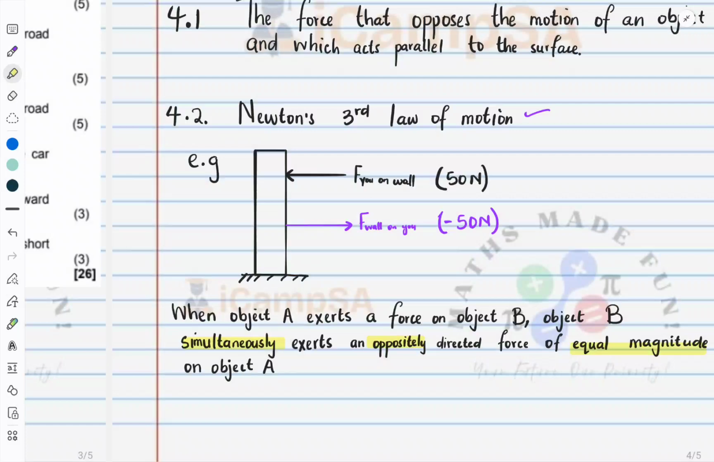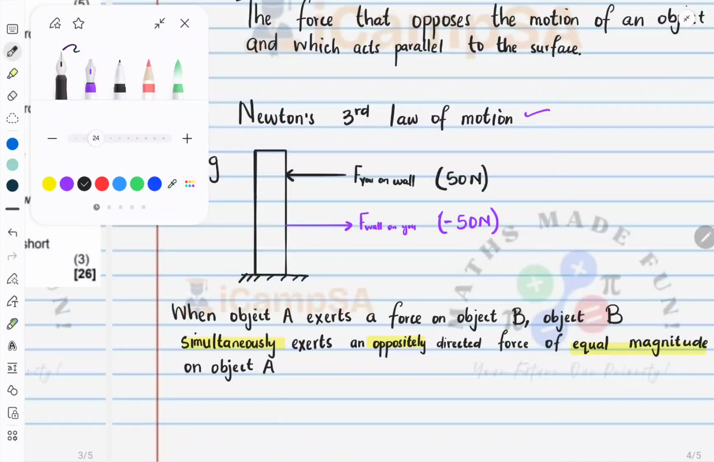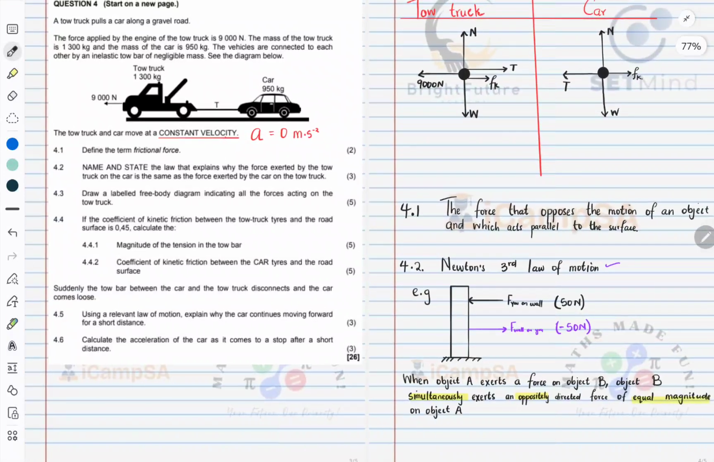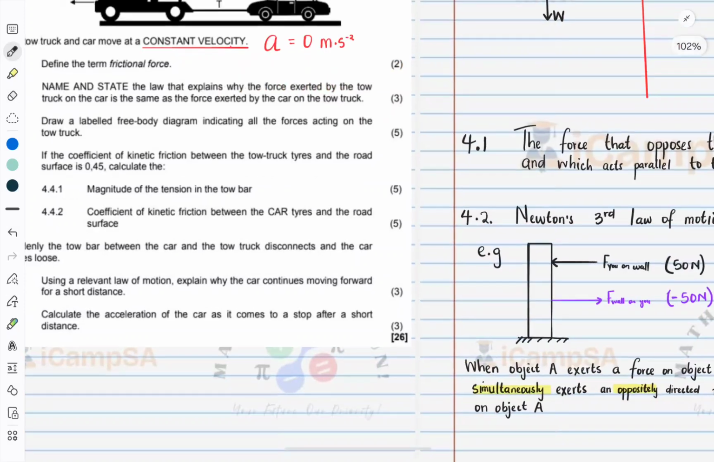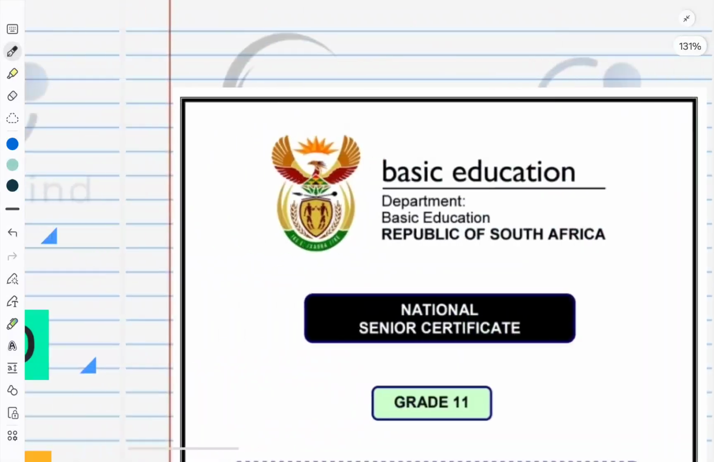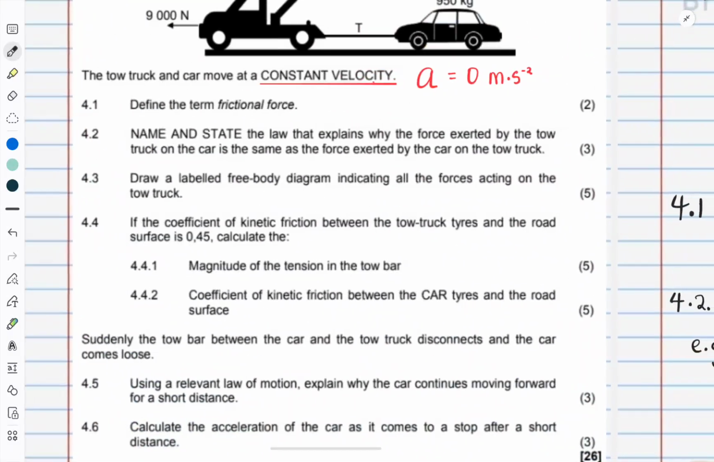So you must make sure that before an exam or a test you memorize your definitions, because you don't just write them based on what you think they are. Otherwise you won't get free marks. These are free marks. Definitions don't require a lot of work.